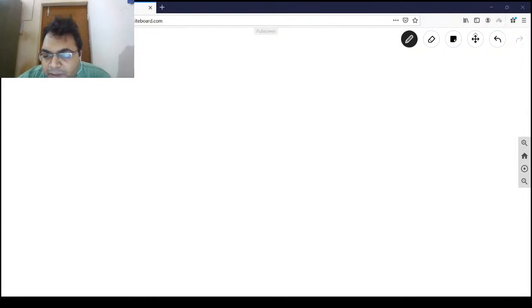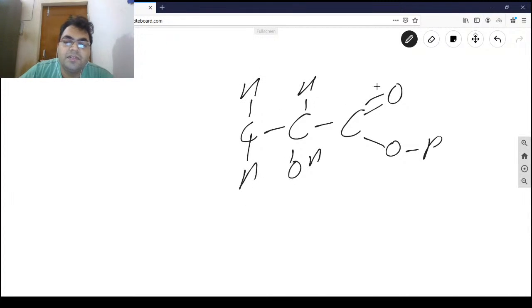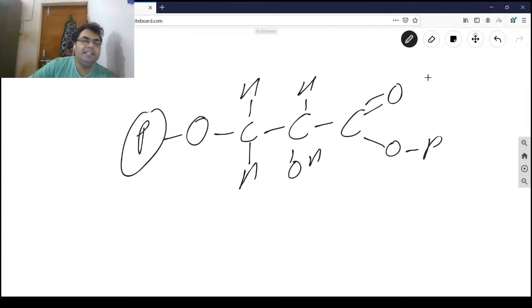Now we have got 3-phosphoglycerate. So 3-phosphoglycerate looks like what? Just remove the phosphate from the 1,3-bisphosphoglycerate, means you had CO, OP, then CHOH, CH2, then directly you can add O here. Then phosphate group. This was 1,3-bisphosphoglycerate.